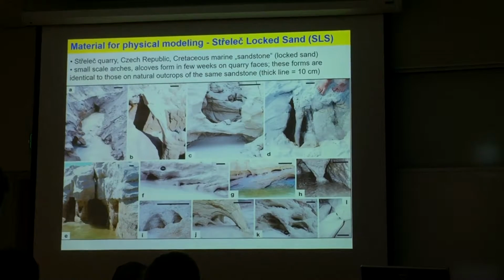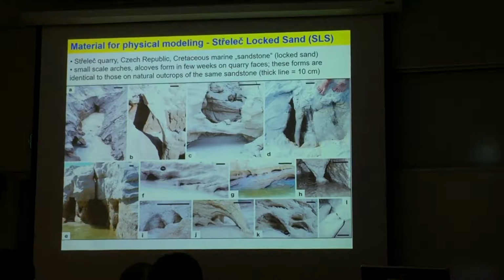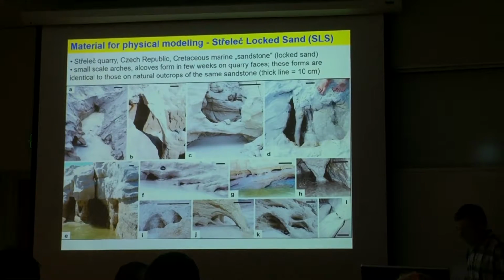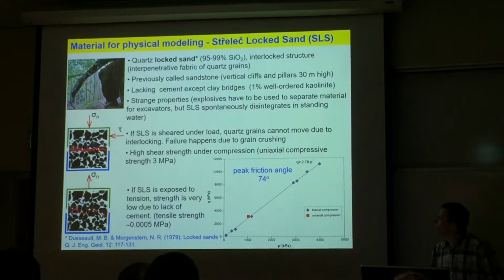The material we use is from one quarry in the Czech Republic. It's called weak quartz sandstone, but in fact it's a lock sand, because this material has no cement. What is interesting in the quarry, you can see on quarry faces which are a few months old, or even a few days old, nice arches and small overhangs, small-scale features. Each time the scale is 10 centimeters. These are created extremely quickly, within hours or days, after exposure by rain and other processes. So this material is reacting very quickly, and it creates the forms very quickly. And interestingly, the same forms we can find on natural outcrops of this sandstone.